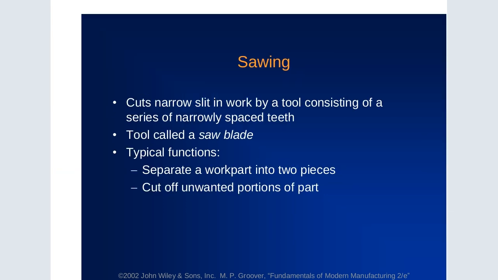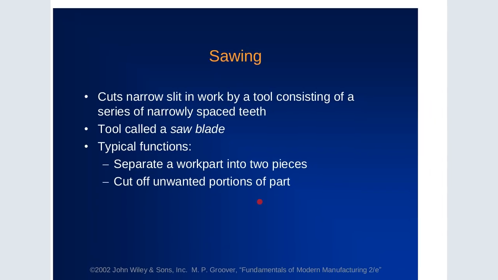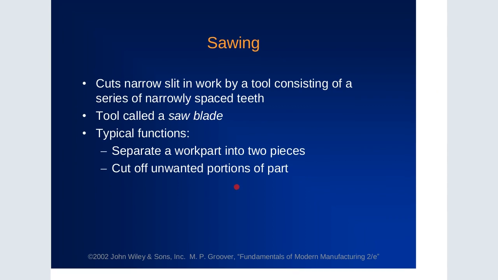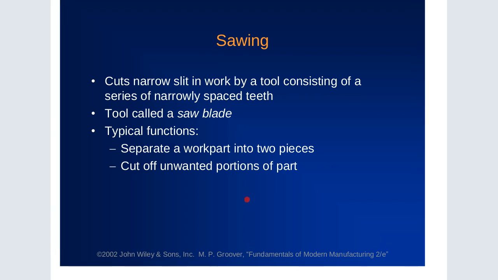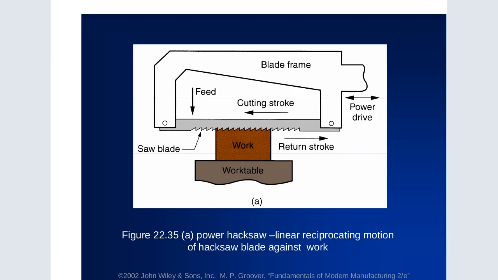Sawing. We also have sawing machines. Sawing cuts narrow slits in the work by a tool consisting of a series of narrow-shaped teeth. The tool is called a saw blade. Typical functions are to separate a work part into two pieces and cut off unwanted portions of a part. Then we can now see the sawing tool. The feed is there, meaning the work is being fed. Then the blade is there.